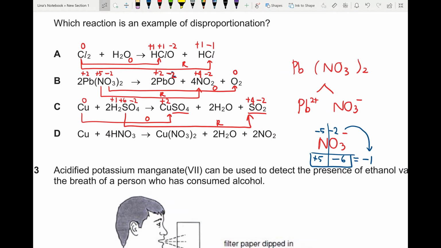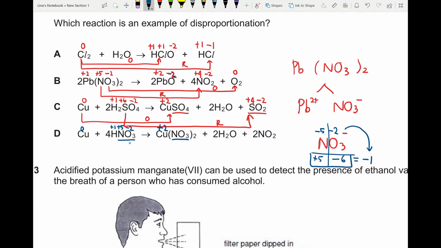The last one, copper again 0, oxygen here -2, hydrogen +1, nitrogen +5. If you do the math, copper here is +2. Let's leave nitrate alone. You don't need to assign the oxidation number because it's exactly the same as the nitrate on the left hand side.